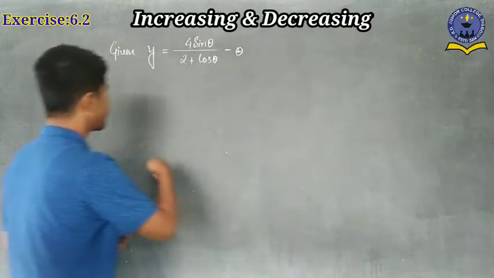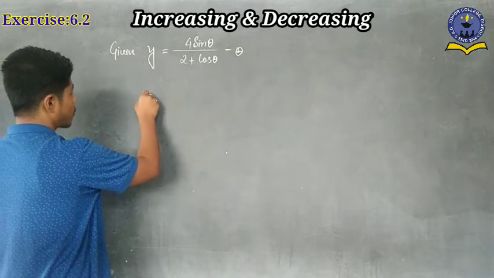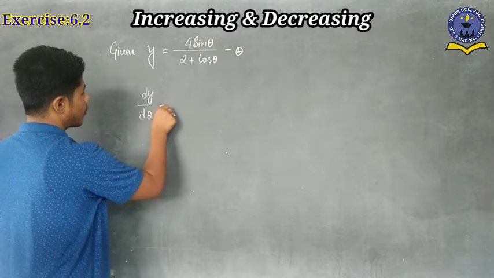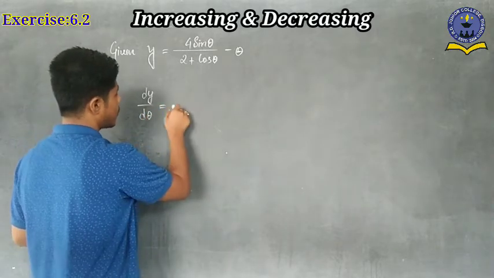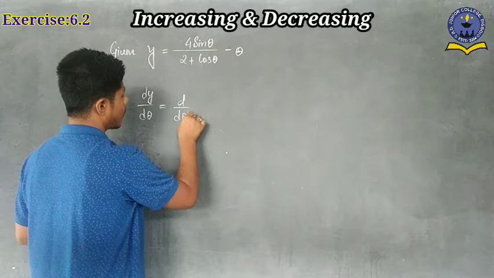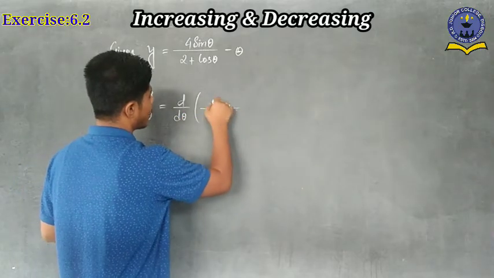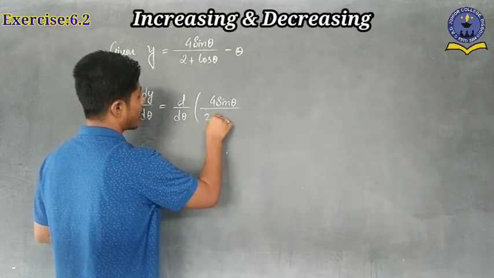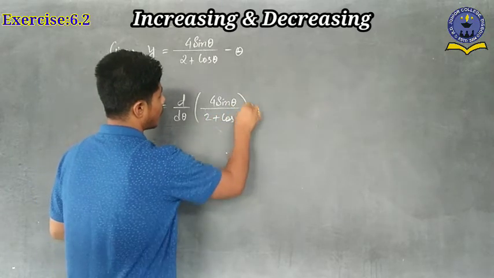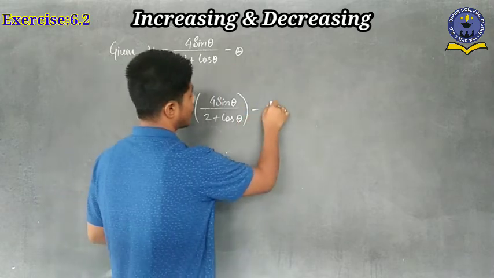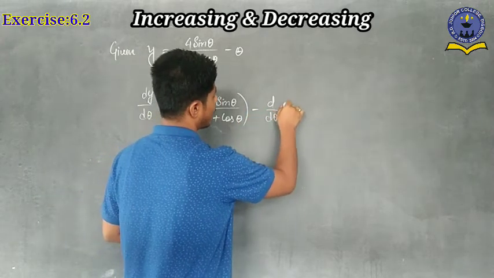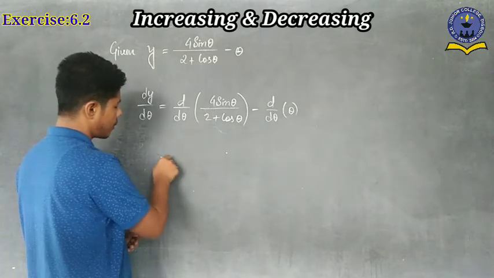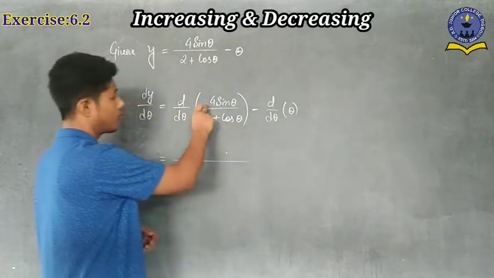First of all, differentiating this with respect to theta, we write dy by d theta. So dy by d theta equals d by d theta of 4 sine theta divided by 2 plus cos theta, minus d by d theta of theta. Is it clear? Okay, now if you differentiate this, it is of the form u by v.